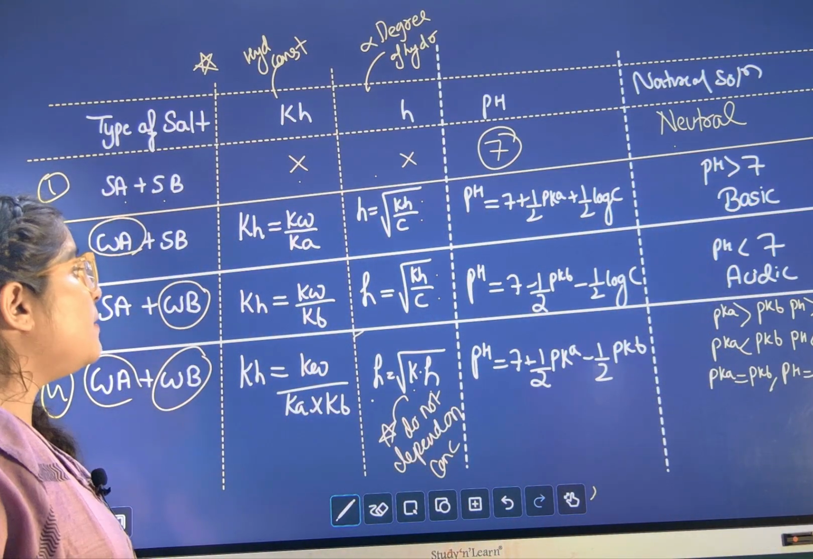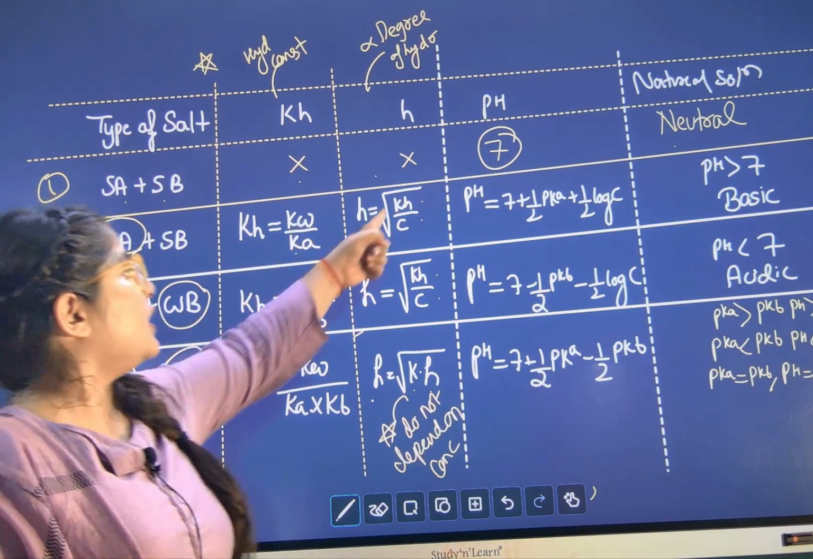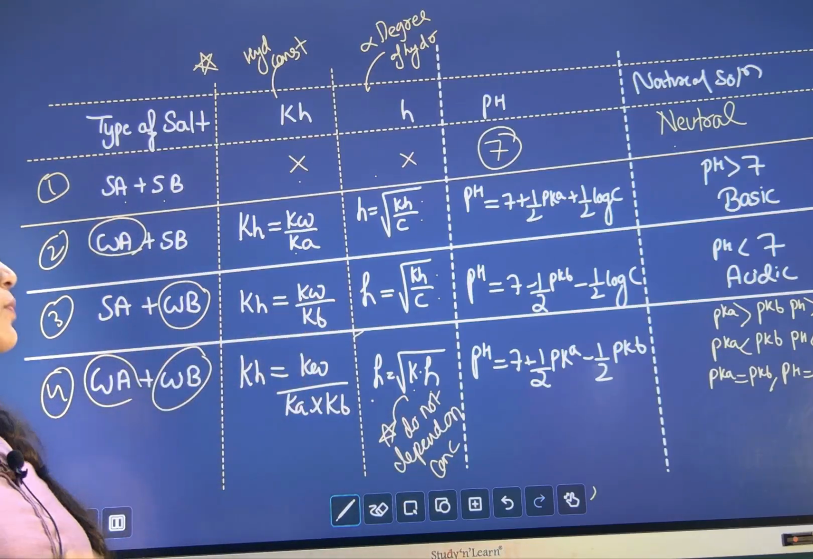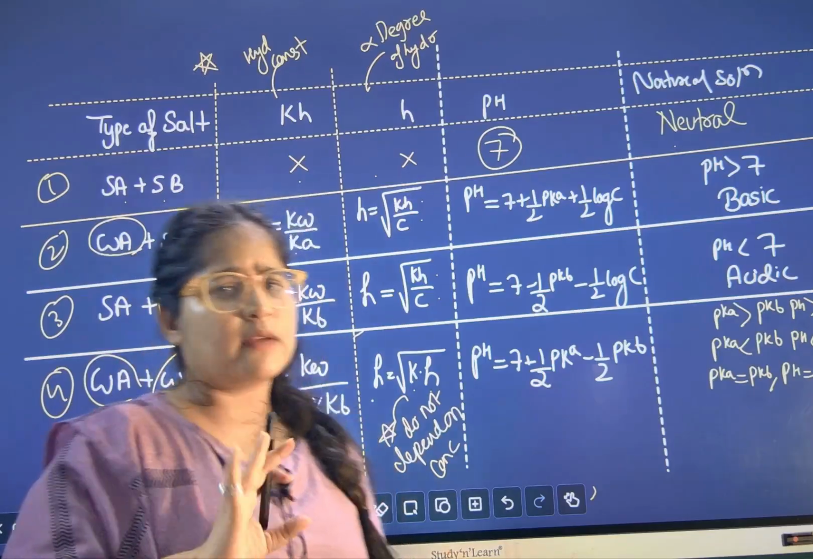Now you see here the pH formula, and we know now Kh for a weak acid is Kw by Ka, and Kh for a weak base is Kw by Kb, right? Okay, now let us see pH. So the pH formula is also very simple. When both are strong, pH was 7, no tension.